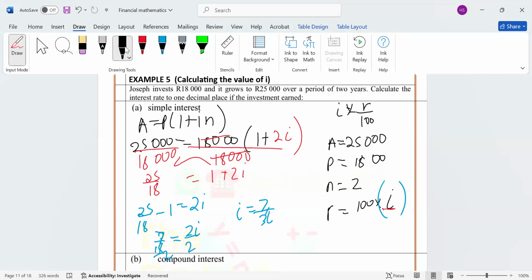Then we're going to use the rule, which is 100 multiplied by 7 all over 36. Then you put it on the calculator so that you can get an answer. It's 19,4. And then you write the percent. It's 19,4%, since we're looking for the interest rate. Let's do this.